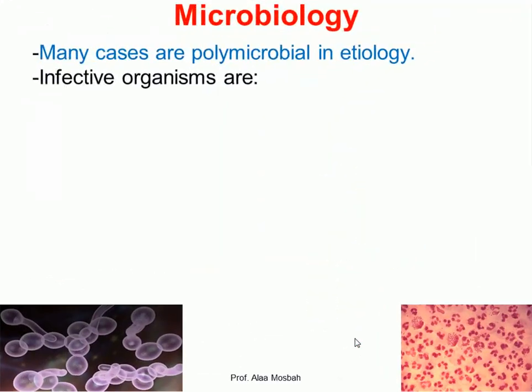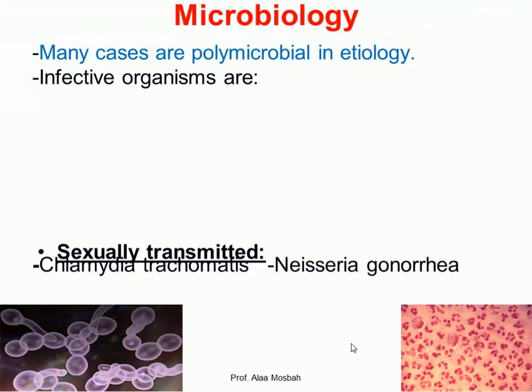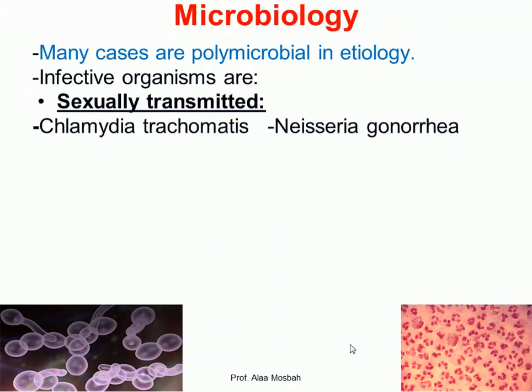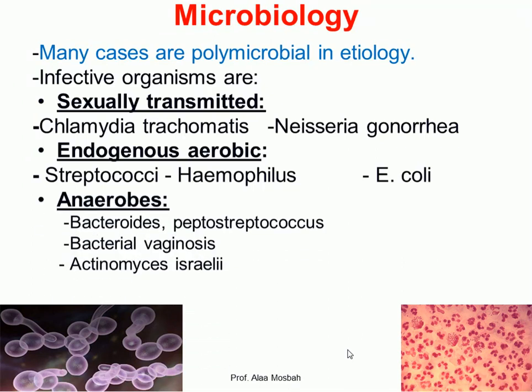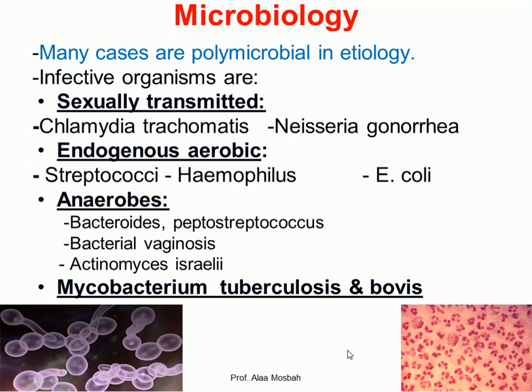What about the microbiology? Infective organisms are sexually transmitted, like chlamydia and Neisseria gonorrhea, endogenous aerobic streptococci, E. coli, Haemophilus, anaerobes like Bacteroides, Peptostreptococcus, bacterial vaginosis, Actinomyces israelii, Mycobacterium tuberculosis and bovis.